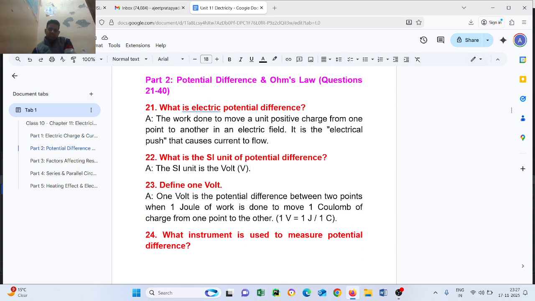Question number 22. What is the SI unit of potential difference? The SI unit is the volt.